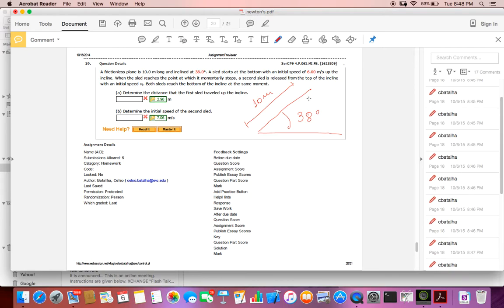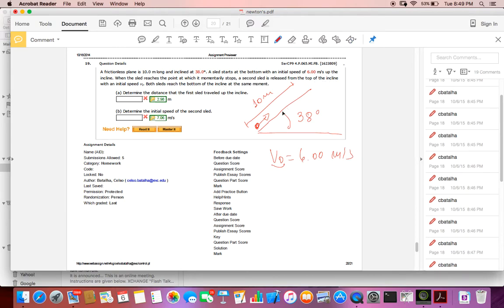A sled starts at the bottom with an initial speed of 6 meters per second up the incline. So you have some sled here that starts moving up with this initial velocity, and it's frictionless, so friction is not an issue. When the sled reaches the point at which it momentarily stops, the second sled is released from the top of the incline with an initial velocity vi.